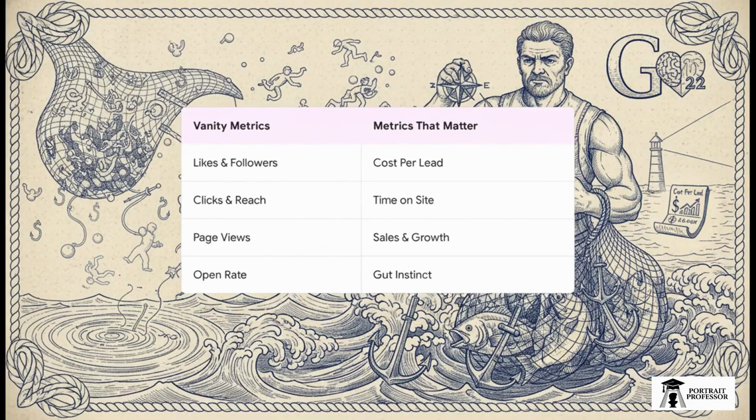It's time to stop obsessing over vanity metrics. You know, the likes and followers that make you feel good, but don't actually pay the bills. The book pushes for a G2 mindset. You focus on your G gut feeling and real business growth. Track your cost per lead. Track your time on site. And most importantly, track your sales. Those are the numbers that tell the real story.